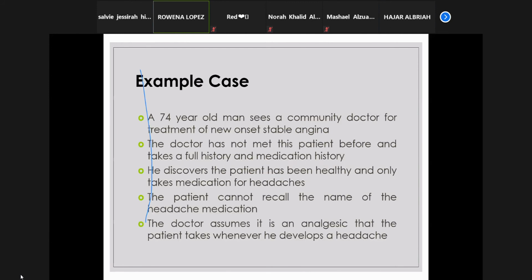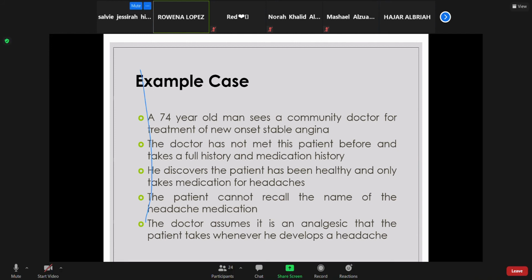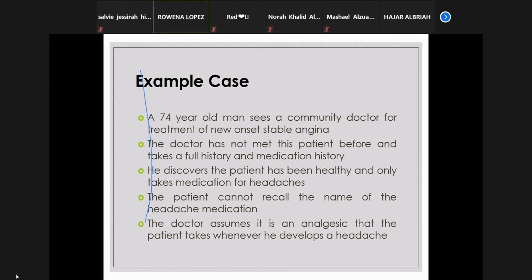Case example. Please take note of this case example. A 74-year-old man sees a community doctor for treatment of a new onset stable angina. The doctor has not met this patient before and takes a full history and medication history. He discovers the patient has been healthy and only takes medication for headaches. The patient cannot recall the name of the headache medication. That's why it's very important for us to explain to them and let them bring the discharge summary or medical report.